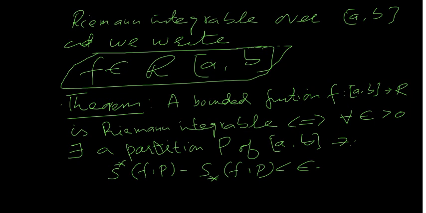A bounded function f from the closed interval [a, b] to R is Riemann integrable over [a, b] if and only if for each epsilon positive there exists a partition P of [a, b] such that S upper star of f, P minus S lower star of f, P is less than epsilon. The proof is left as an exercise. The proof is very simple. You have to apply the definition of supremum and infimum.